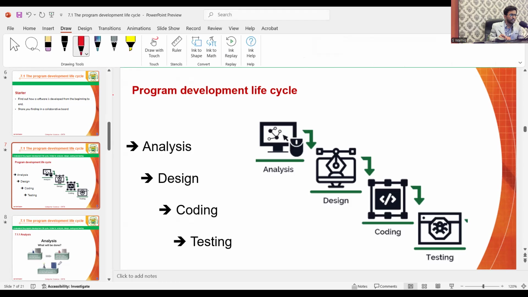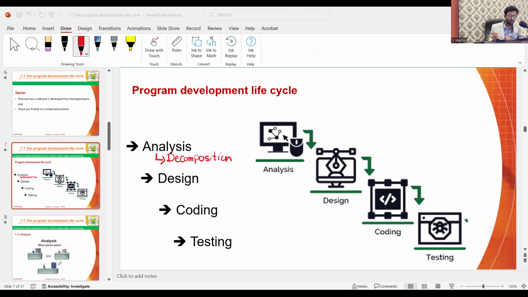In your analysis area, we have a term known as decomposition. This is basically a part of your analysis. If I'm referring to decomposition, it basically means that you are splitting the problem into sub problems.